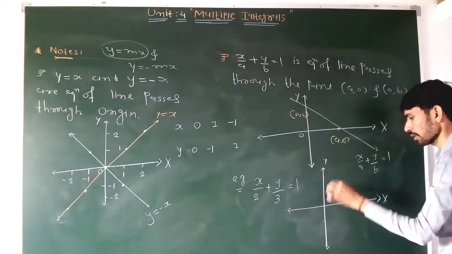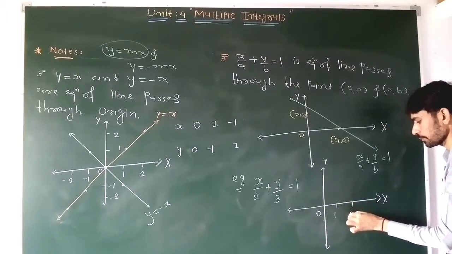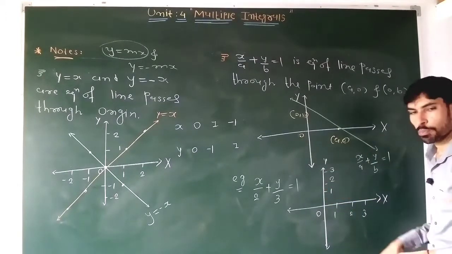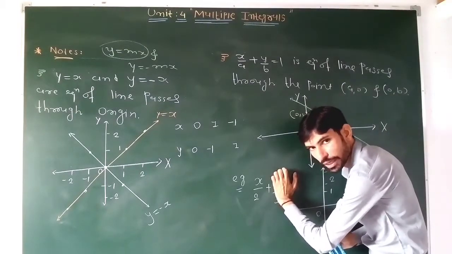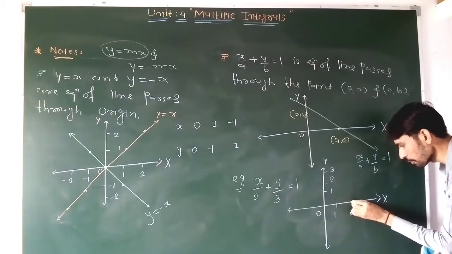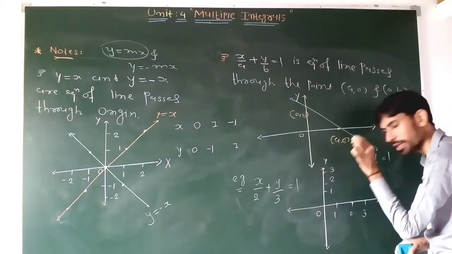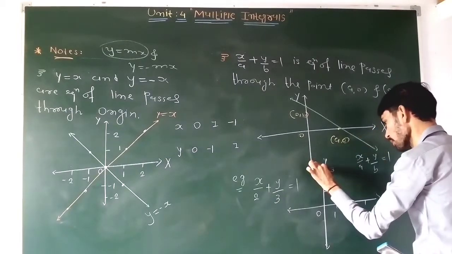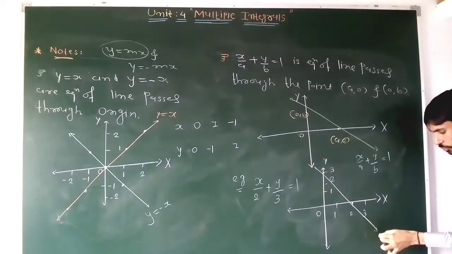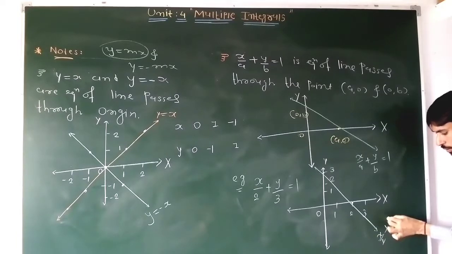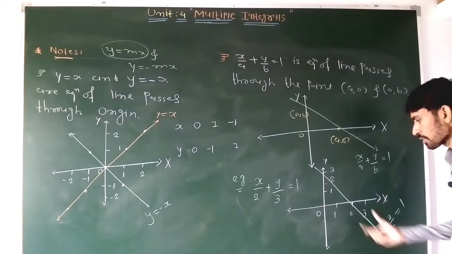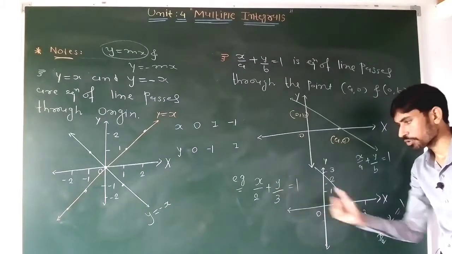x axis, y axis. So it passes through the point 2 0 and 0 3. So this is the point 2 0 and 0 3. So this is the point 0 3. So our line passes through these points 2 0 and 0 3. So x by 2 plus y by 3 is equal to 1. So this is our line x by 2 plus y upon 3 is equal to 1.